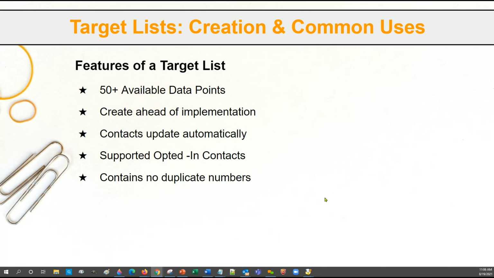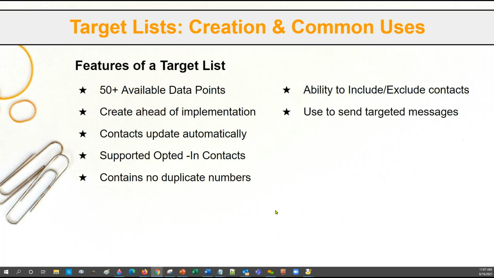They do not contain duplicate mobile numbers, which is very useful when creating a target list of contacts opted into several keywords. In particular, this feature prevents a contact opted into multiple keywords from receiving the message multiple times. Target lists allow you to include or exclude contacts, which is very useful towards ensuring that account admin, ownership, management, or staff receive an account's messages despite not meeting the selected criteria. Not only can they be used to send messages, they can also be exported for reporting needs.